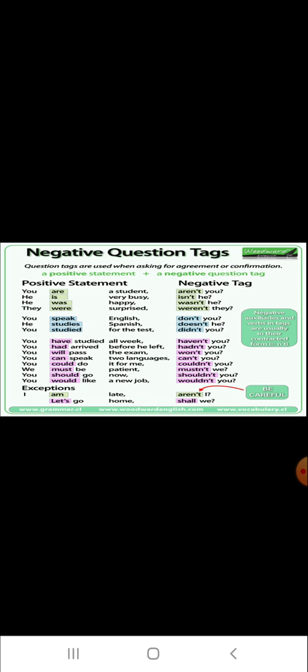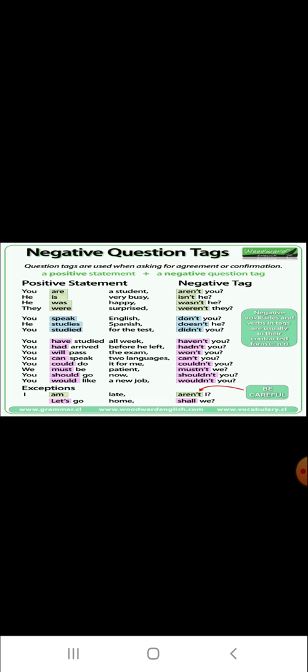The third example is he was happy, wasn't he? So in this statement, was is the positive statement and it is followed by the negative question tag wasn't. The fourth example is they were surprised, weren't they? So here the positive statement is were and it is followed by the negative question tag weren't.